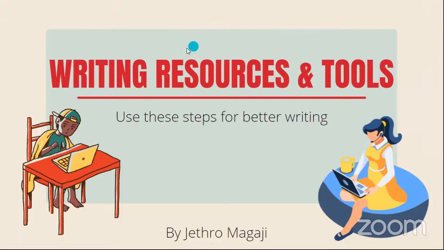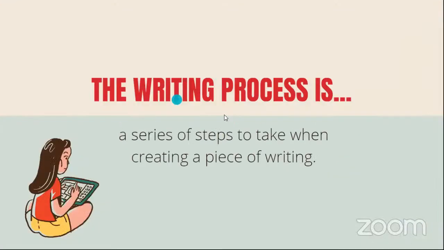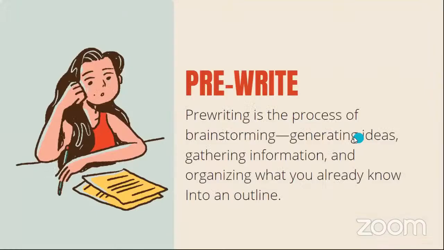And this is very essential as a writer. When you're writing, we like to see the writing process. These are a series of steps you will take when creating a piece of writing. For now, you have started your writing process by sending your topics, and from there you would write an outline. As you're writing, you would have to do a pre-write.